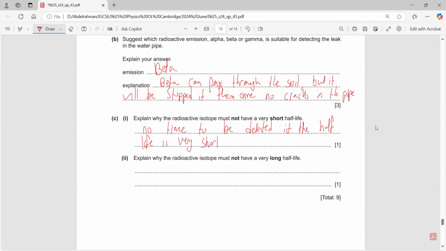Explain why the radioactive isotope must not have a very long half-life. If it has a very short half-life, we won't be able to detect it. If it has a very long half-life, then the water will be harmful, or you can say it's contaminated.